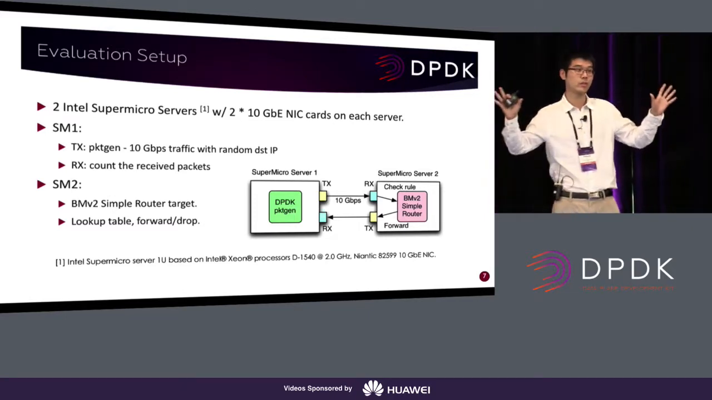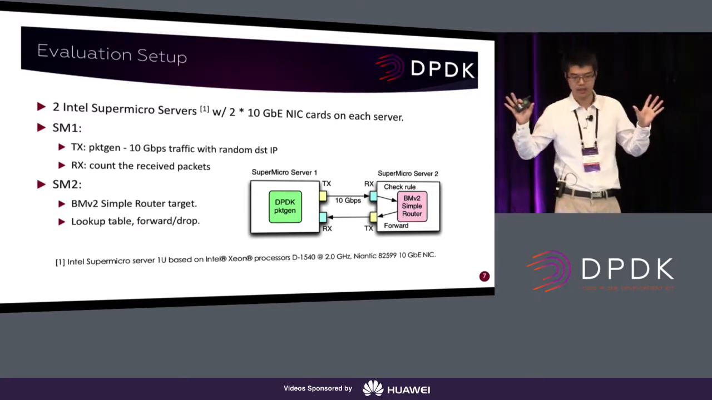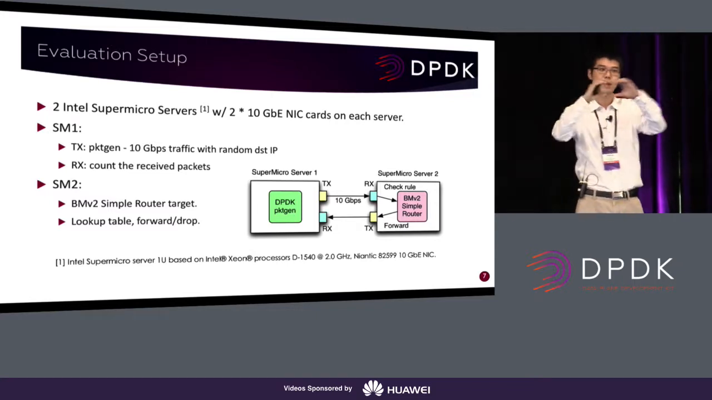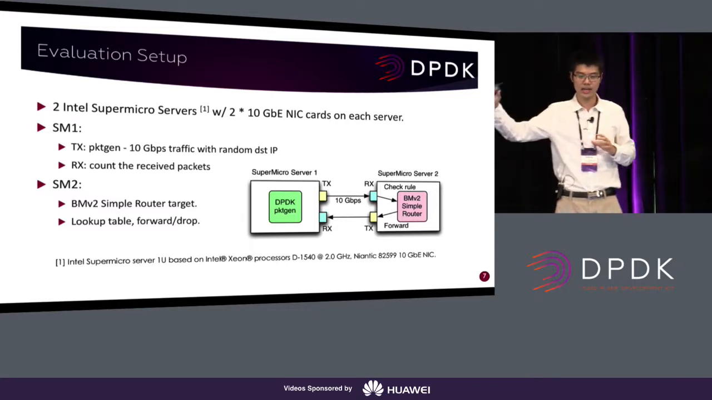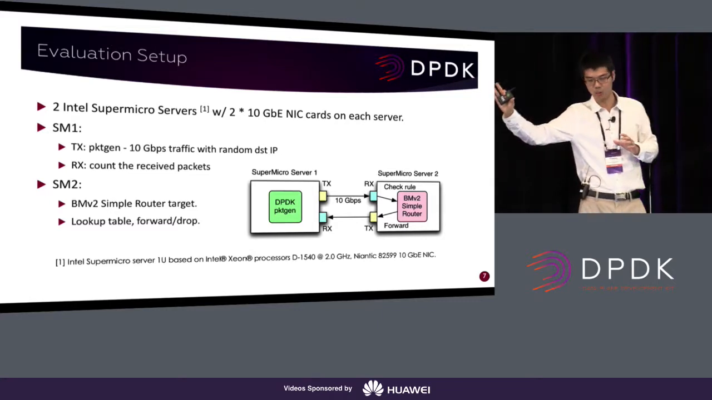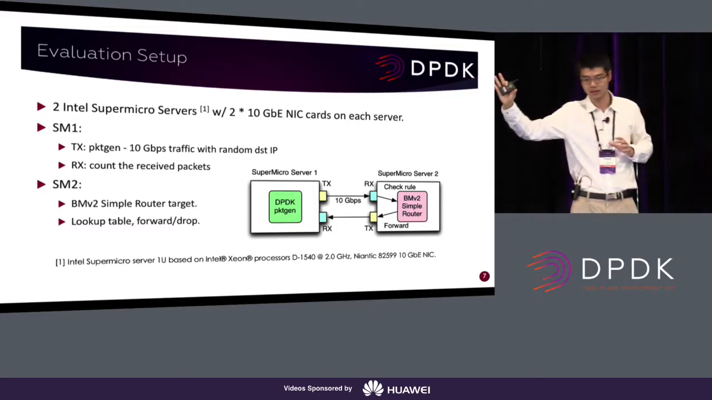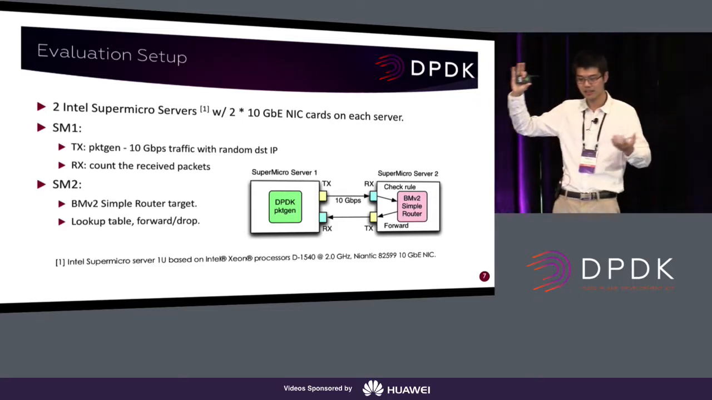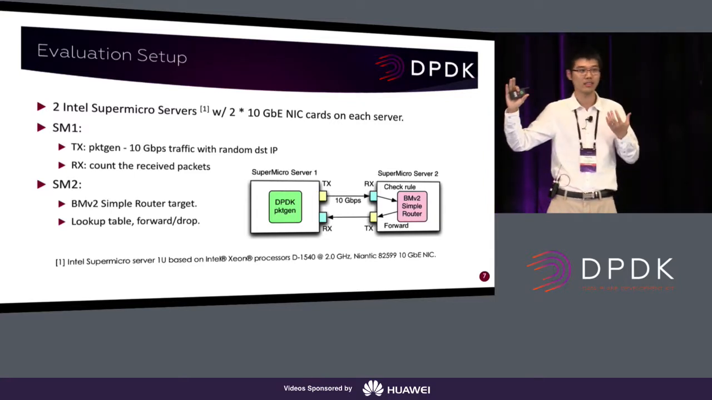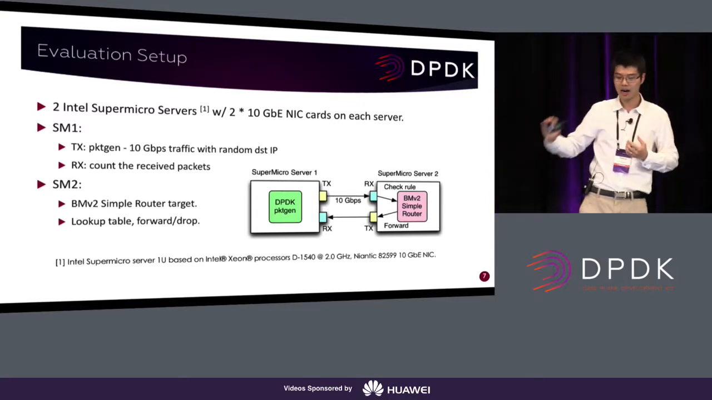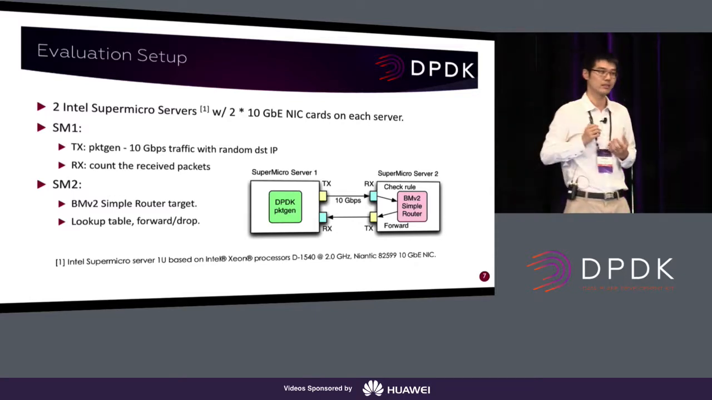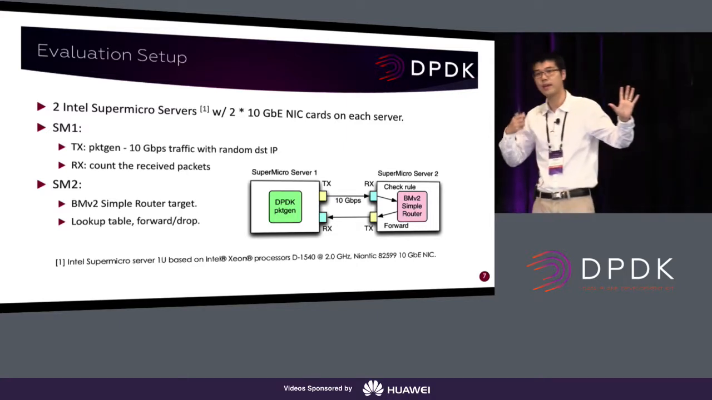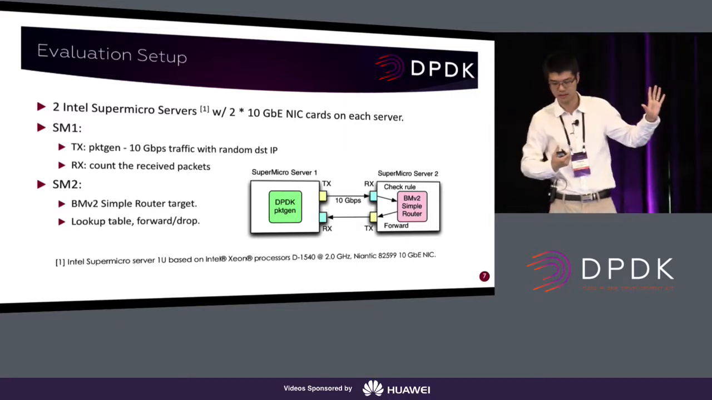We have 2 Intel Supermicro servers. On each server, we have 2 NIC cards connected back to back. On your left-hand side, that's SM1, which runs the DPDK package. The TX end generates 10 gigabits per second traffic with random destination IP, and on the RX end, we count the received packets. On the right-hand side, SM2, we run the BMV2 simple router target on it.